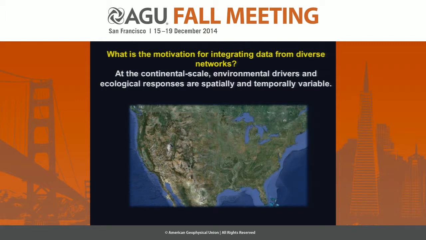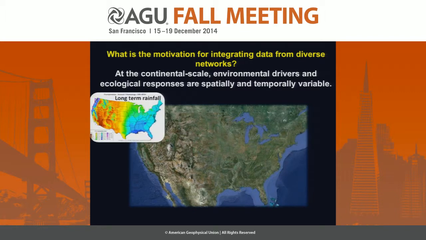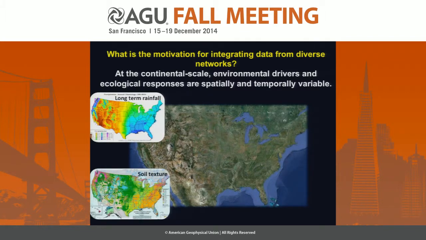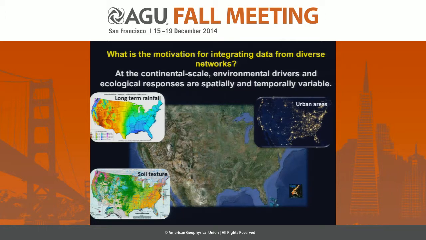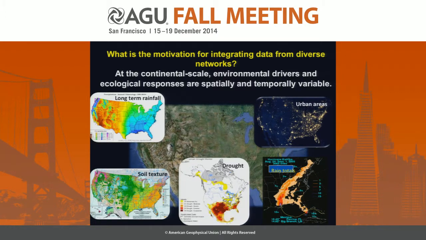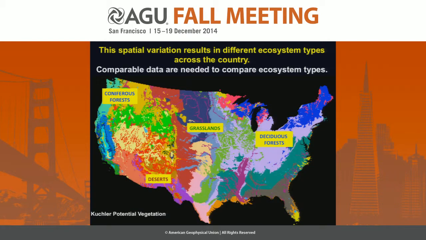Well, at the continental scale, we have a lot of heterogeneity in both our drivers and our response variables. So this is, of course, a production or biomass map. And so, of course, there's rainfall variation, soil texture variation. Our urban areas are scattered. Rain totals from a hurricane, drought, of course, is spatially variable. And all these lead to variation in our ecological responses. So how do we actually want to do that then?